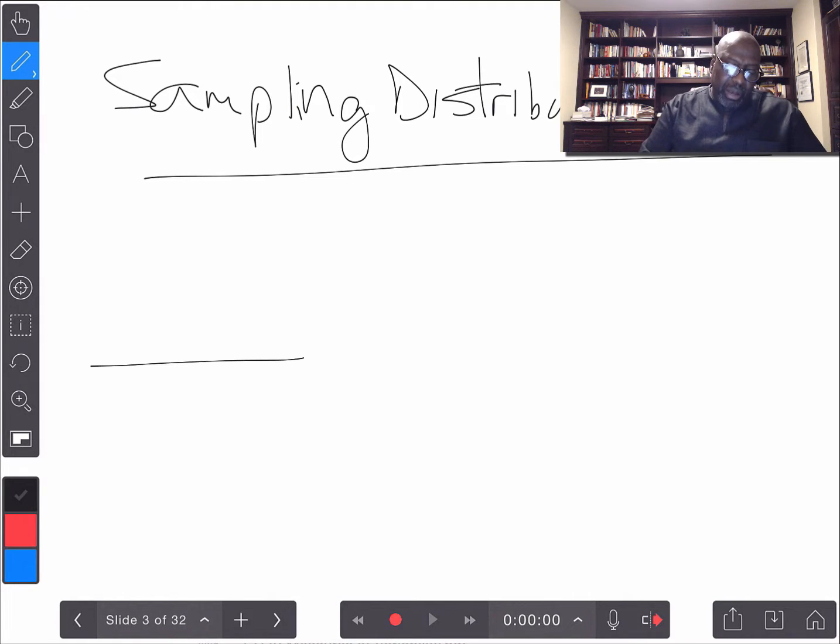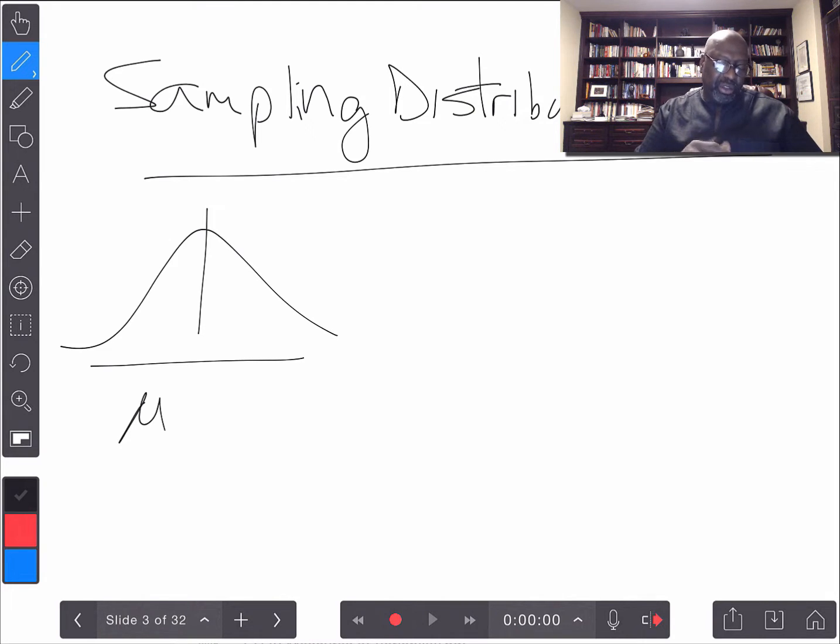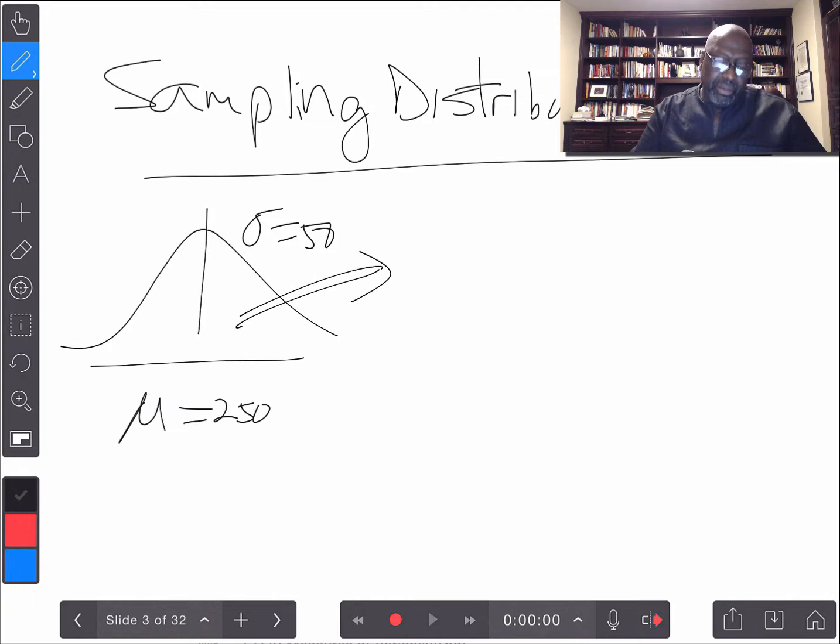So if this were my population, and say again we're looking at student expenditures on groceries, toiletries, entertainment and so on. And let's just say per week students on average will spend $250 with a standard deviation of $50. So I'm just going to use that. So if I took a random sample from that population of a given size n, but let's just say my n happens to be 100. All right?